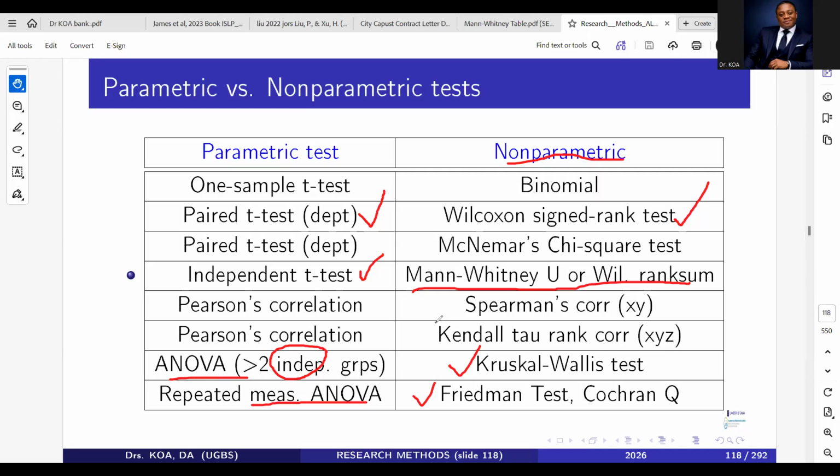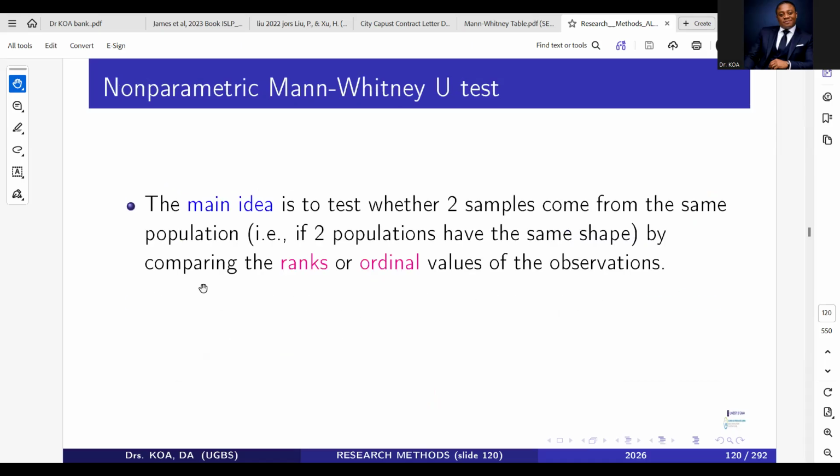Ladies and gentlemen, we want to look at the Mann-Whitney U-test today. And then we'll learn all the steps in hypothesis testing. So follow along with me. And when you don't get it, you get it. So let's start with the non-parametric Mann-Whitney U-test. Pay attention to what I'm about to say now.